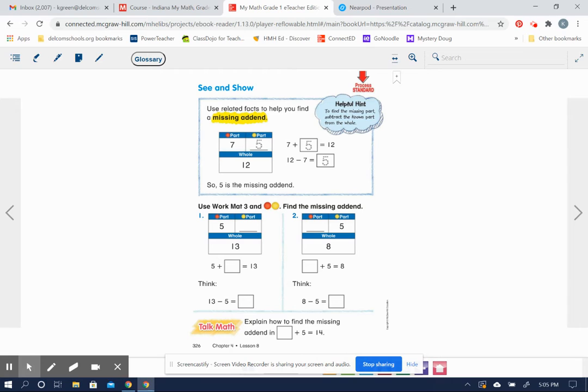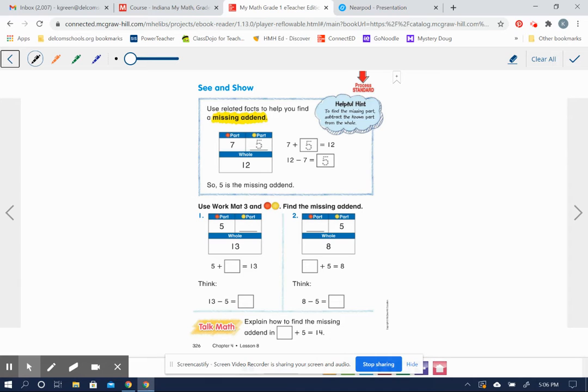All right, so part plus part equals the whole. We don't know what this part is right here. If we just knew 7 plus something equals 12, then you can also think of it as 12 minus 7 equals the other part, because you know these are related sentences. And get my pen ready. All right, so I like to think about finding the missing part.